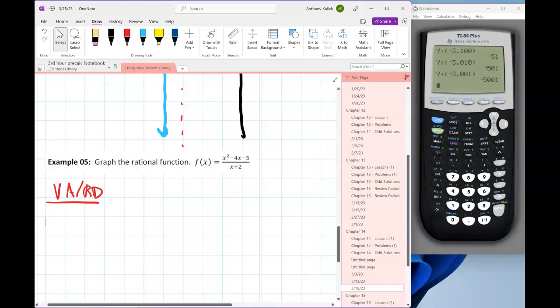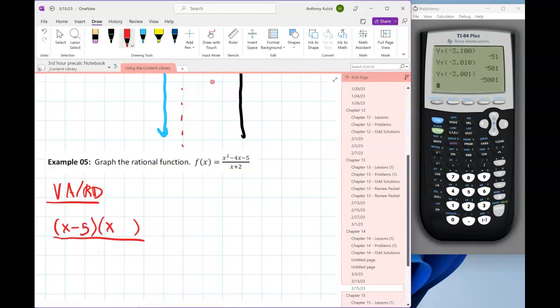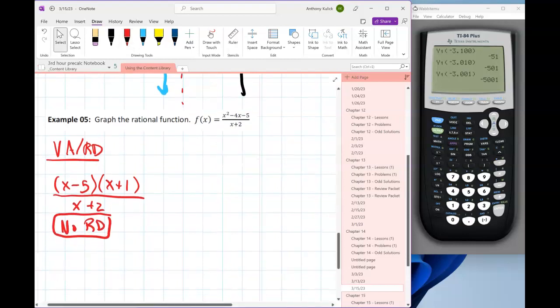All right, last example. Vertical asymptotes and removable discontinuities. We need to start by? Yeah, factoring to see if we can simplify. How does the numerator factor? So x minus 5, x plus 1. Can I reduce? No. So there's no removable discontinuity.